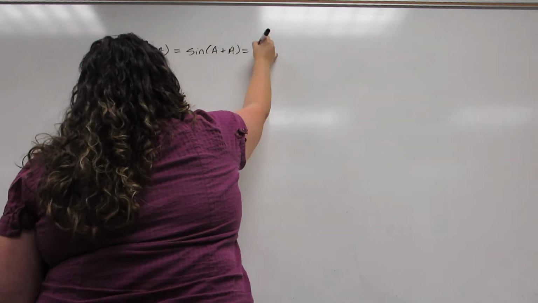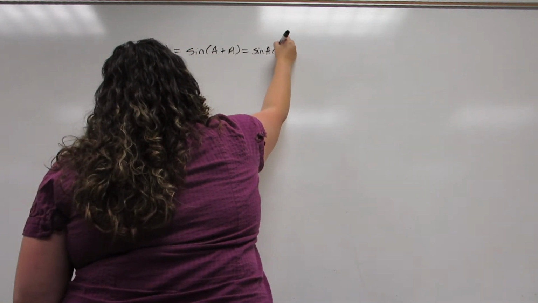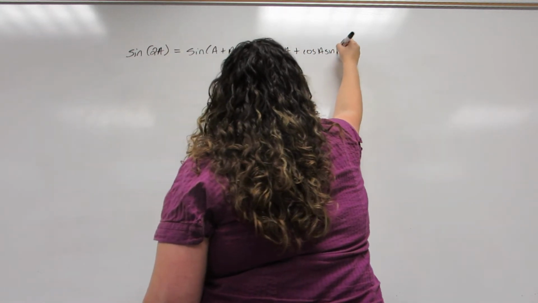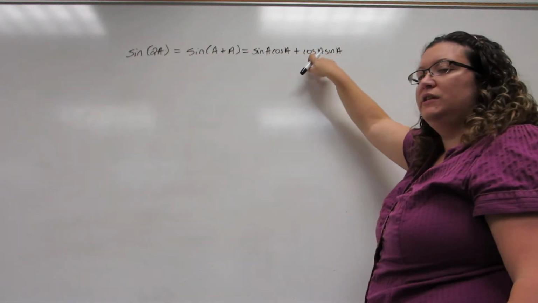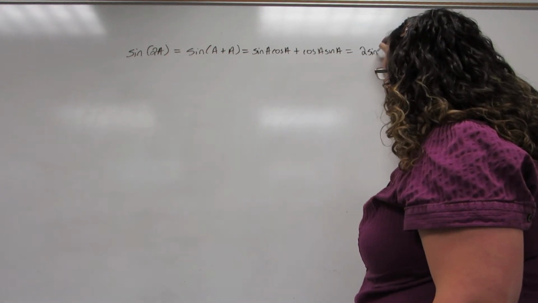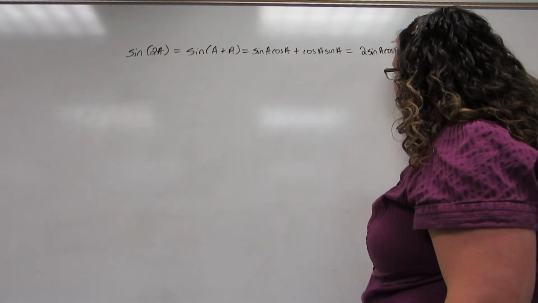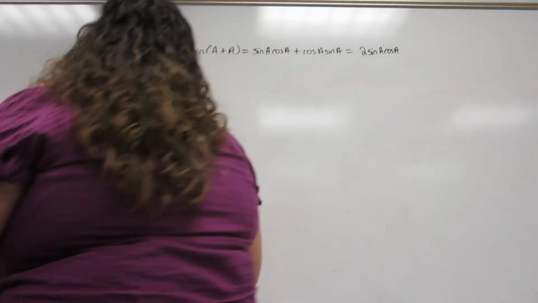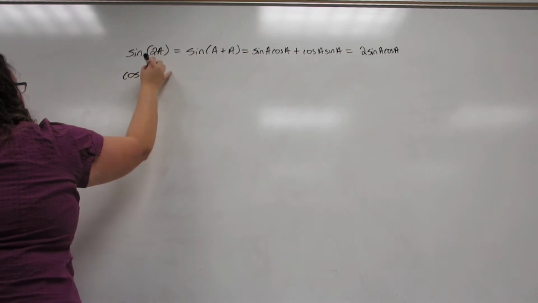Using the sum and difference identities, this is sine of a cosine of a plus cosine of a sine a. Notice that these two things are the same because it doesn't matter what order we multiply in. So this is twice sine a cosine a. Okay. Now, we do the same thing with cosine.